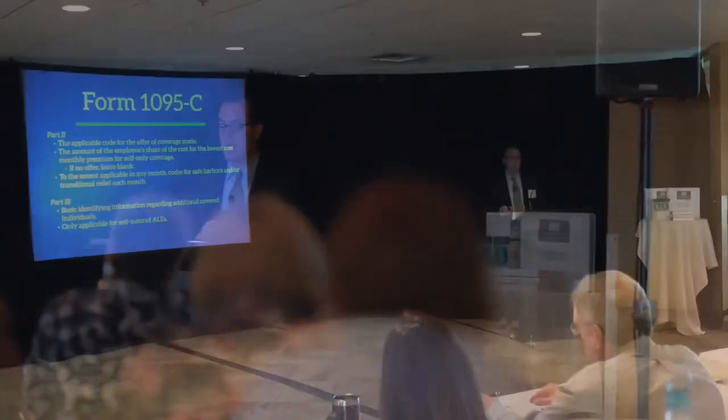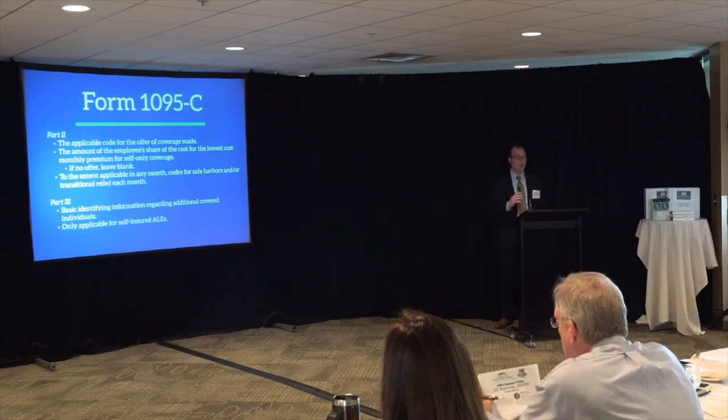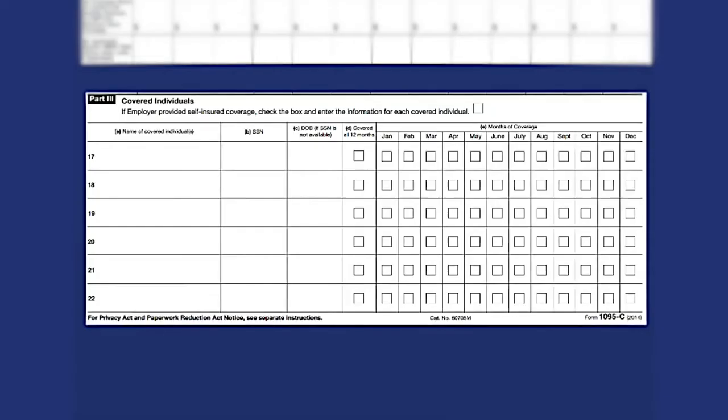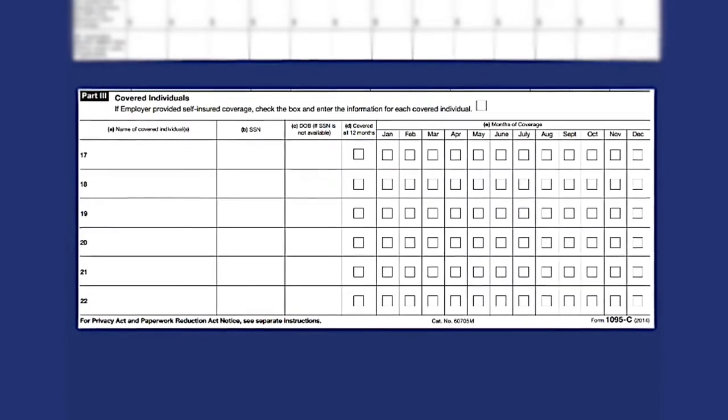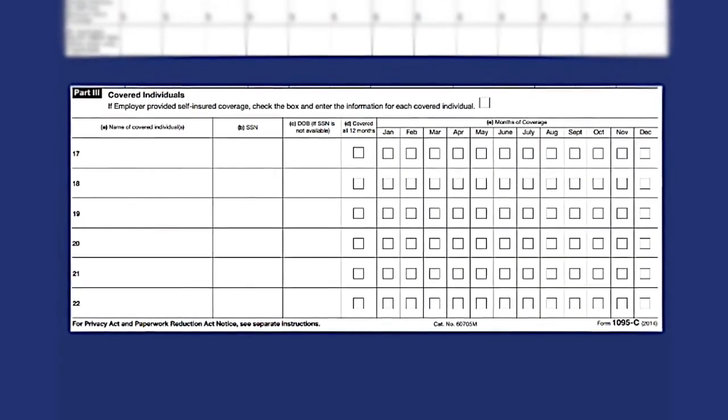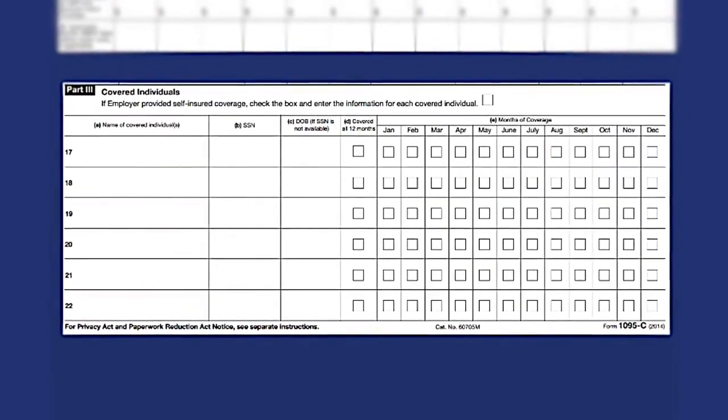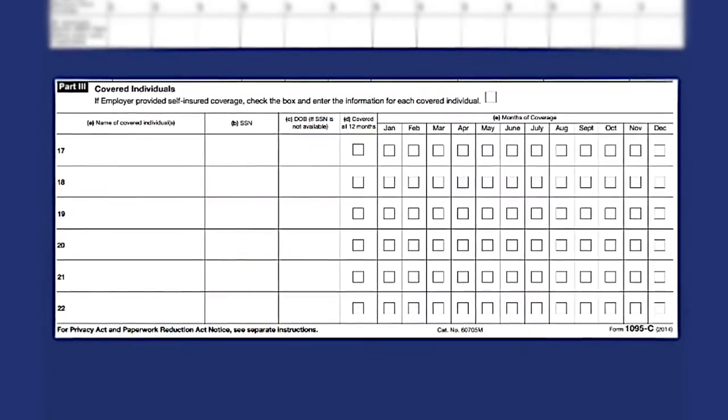Line 16 must only be completed if one of the safe harbor codes from the instructions is applicable in any month. And then Part 3 is only necessary to be completed by self-insured large employers. This calls for identifying information regarding any other covered individuals besides the employee: the name and Social Security number, and you can give the date of birth if you don't know the Social Security number. It also requires an indication of which months the individuals received coverage.